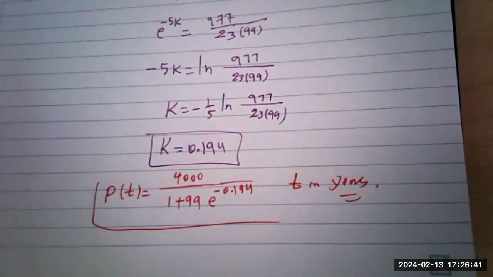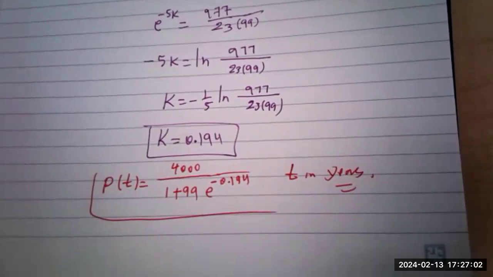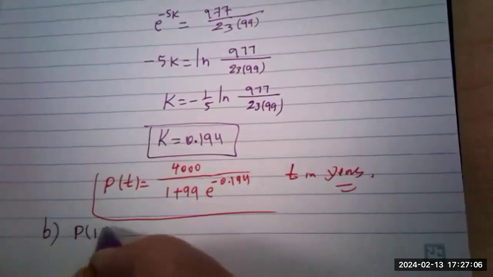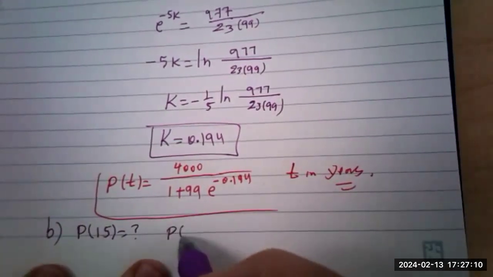Okay, they ask for P of 15. What will happen after 15 years? So you have to substitute t equal to 15. Use your calculator, get the number, because this is the number of the population. Any question? It's not a difficult procedure, but we have to be careful. So we would like to find the population after 15 years. So substitute P of 15.